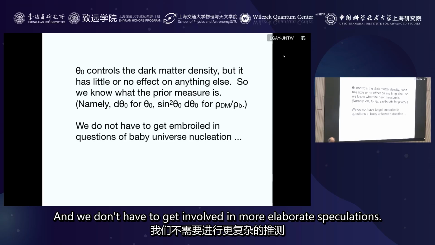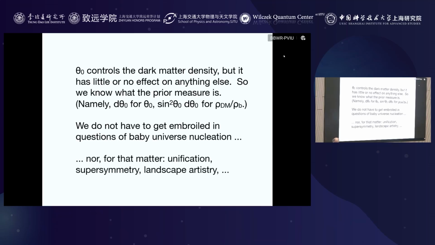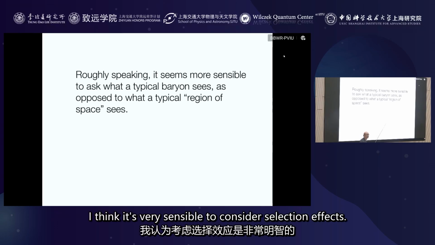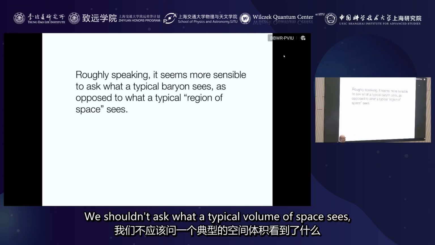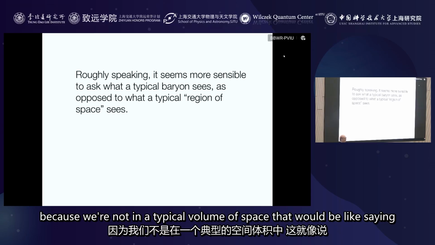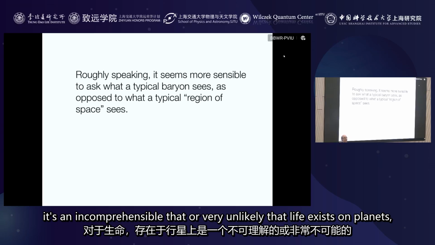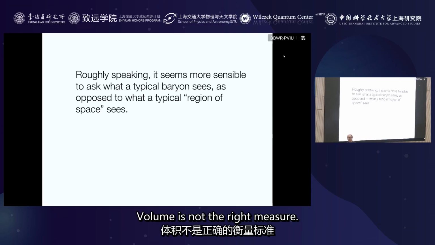So we don't have to get involved in more elaborate speculations. We have a model that predicts this kind of pattern. I think it's very sensible to consider selection effects. That is, we shouldn't ask what a typical volume of space sees, because we're not in a typical volume of space. That would be like saying that it's very unlikely that life exists on planets, because planets take up only a very small volume in the universe. Volume is not the right measure.